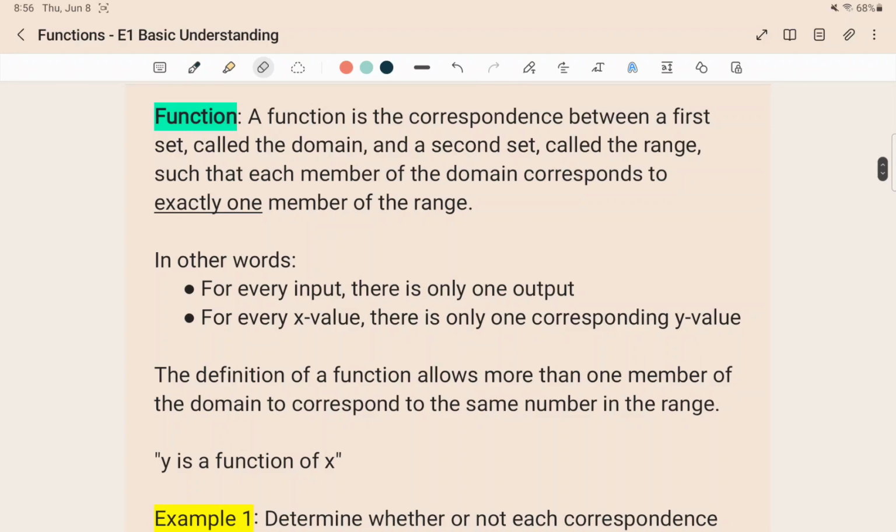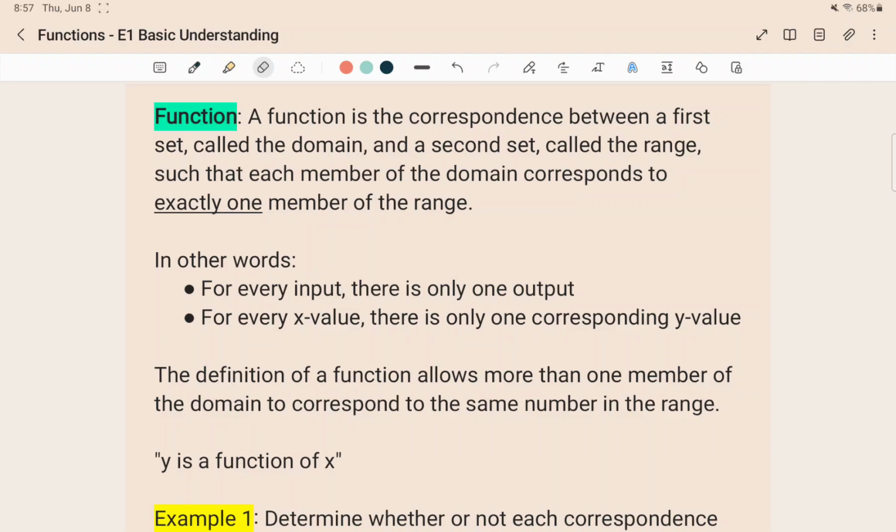A function is the correspondence between a first set, called the domain, and a second set, called the range, such that each member of the domain corresponds to exactly one member of the range. In other words, for every input, there is only one output, and for every x value, there is only one corresponding y value. The definition of a function allows more than one member of the domain to correspond to the same number in the range.